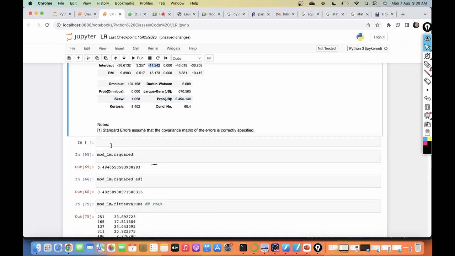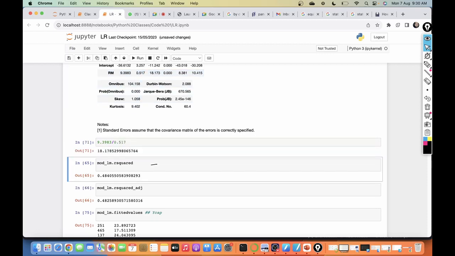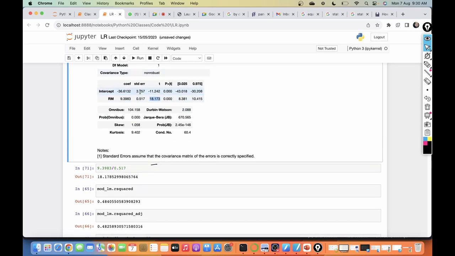Yes. So now let's do the same thing. Let's take the coefficient, divide by the standard error. Copy and paste, you get 18.17. Are you getting the same value here? So it means that the t value over here is the coefficient divided by the standard error, which we have also learned. Now, how is the coefficient's standard error obtained here?